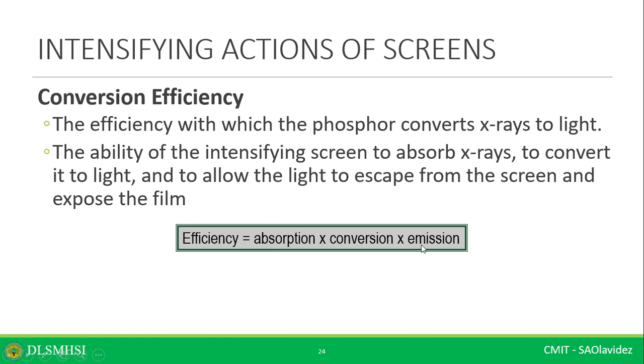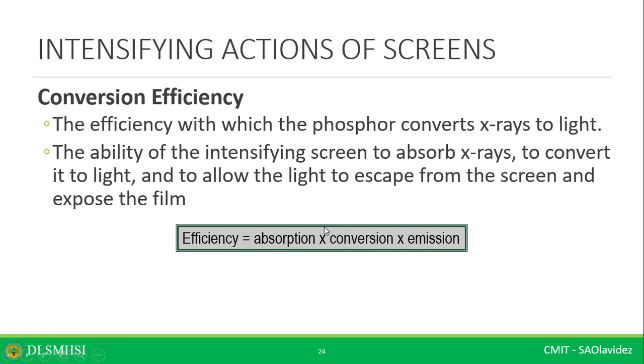Now, as you can see, there are three factors that affect efficiency. First is the absorption. This is talking about the absorption of X-ray photons by the phosphor crystals. Factors such as how big the crystal is would affect the absorption ability of the intensifying screen or the phosphor crystal. The next factor is the conversion.